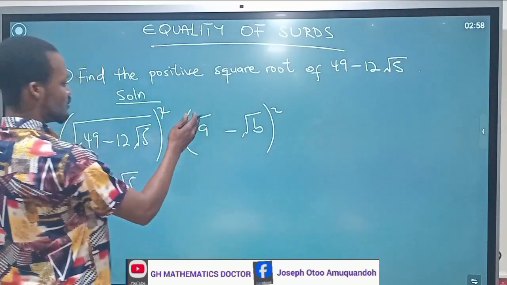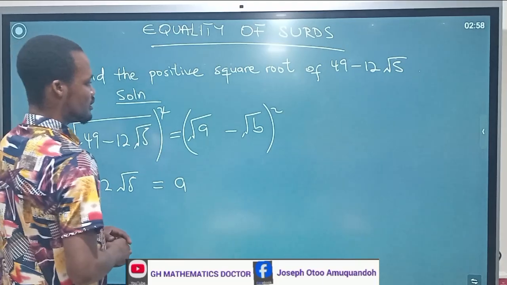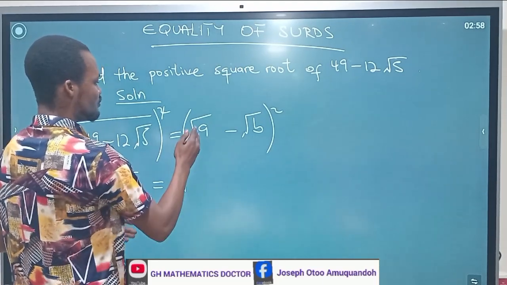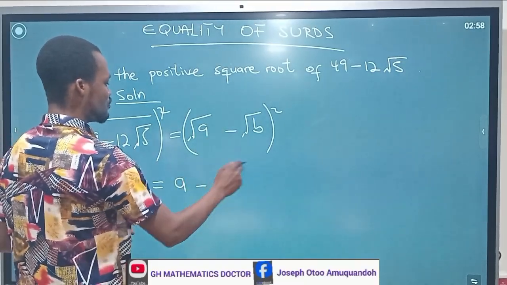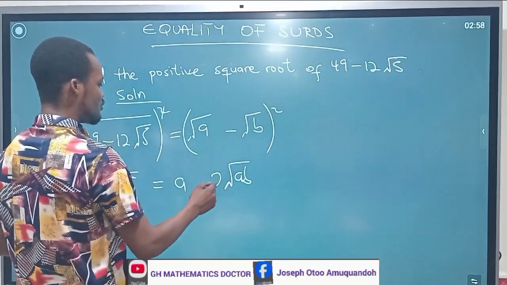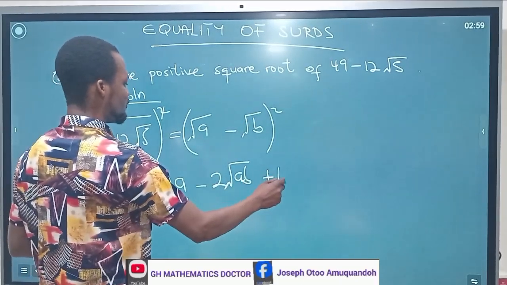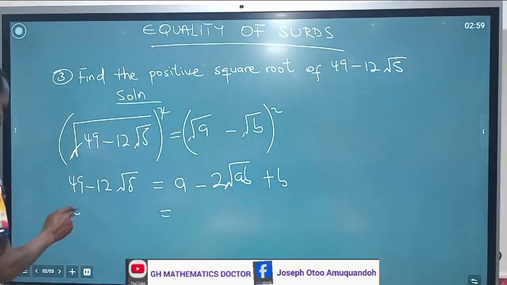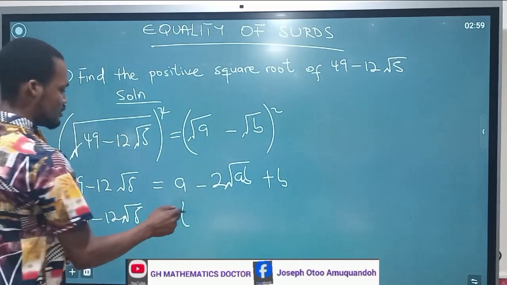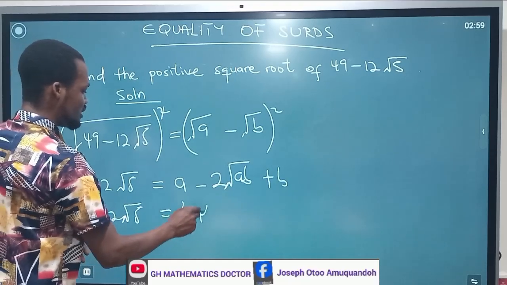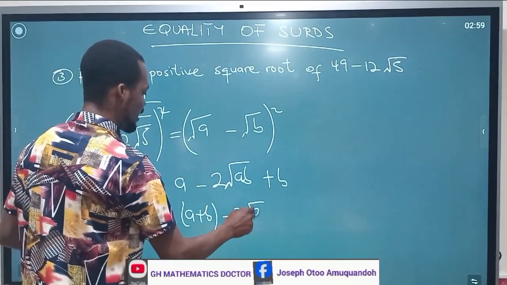So we have root a squared, and root a squared will give you a. Then we have root a times root b, and that is negative. So negative root ab multiplied by the 2 in front here. Then root b squared will give you positive b. So in the simplest form, you arrange the like terms: a plus b will be together, and minus 2 root ab.